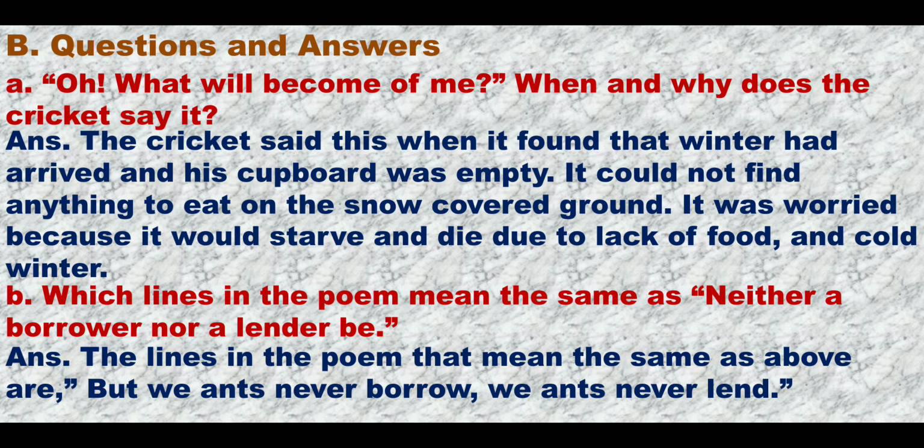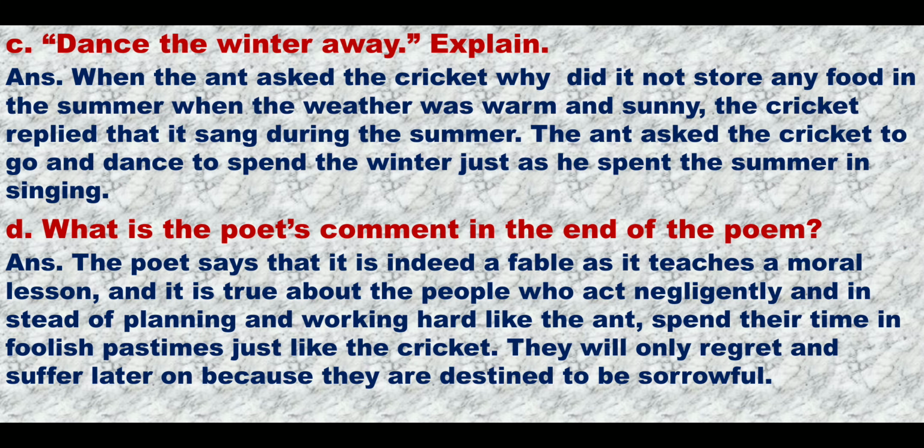B. Which lines in the poem mean the same as neither a borrower nor a lender be? The lines in the poem that mean the same as above are, but we ants never borrow, we ants never lend. C. Dance the winter away. Explain. Means we have to explain this.